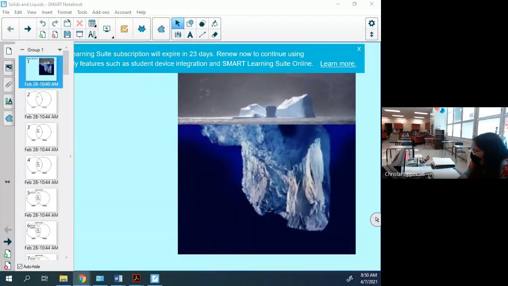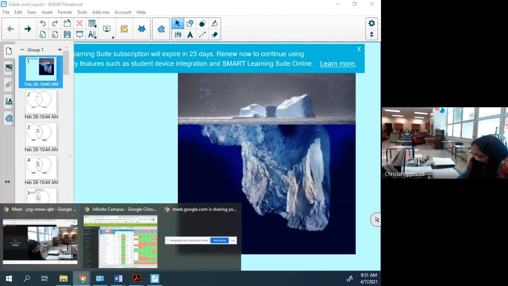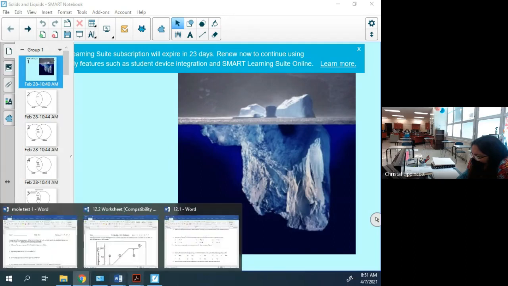You should have your Chromebooks if you want to check your work that we had the other day. You want to talk about any of that, any of the stuff that you were having trouble with.